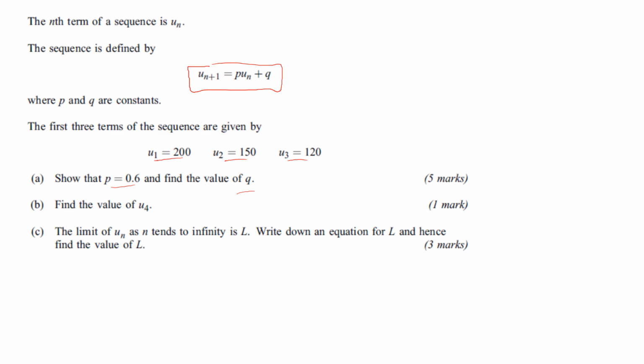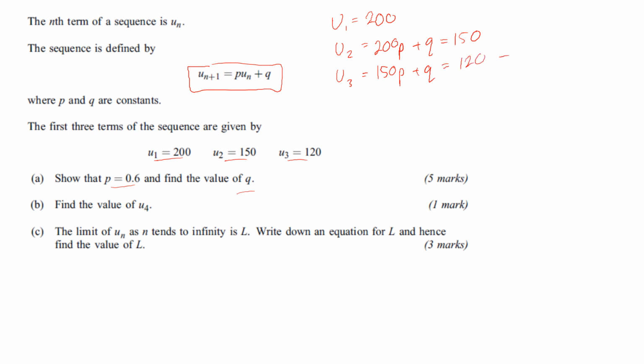So we know that u1 is 200, and we know what u2 is, 150, but we could put it in terms of this formula as well. So we know this would be p lots of un, so 200p plus q, and we know that's equal to 150. We can do the same sort of thing with u3, and we know this is going to be 150 lots of p plus q, and we know this is equal to 120.